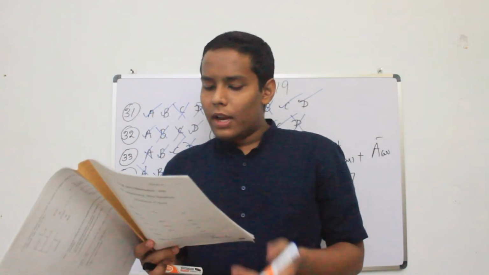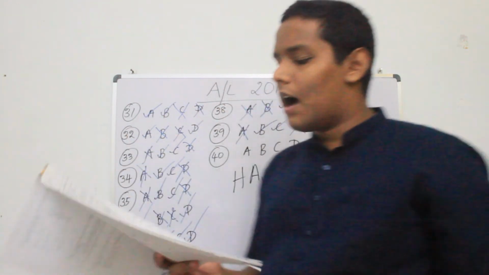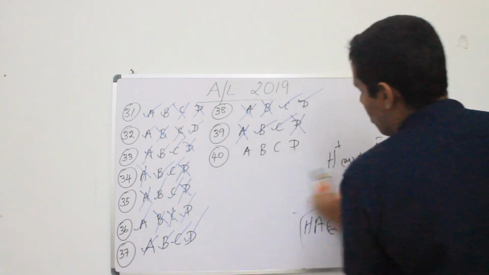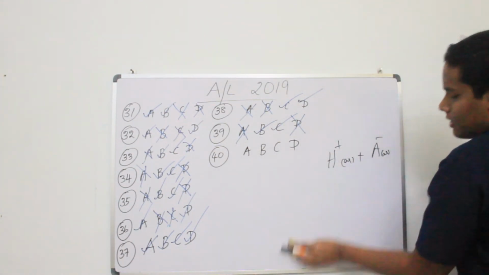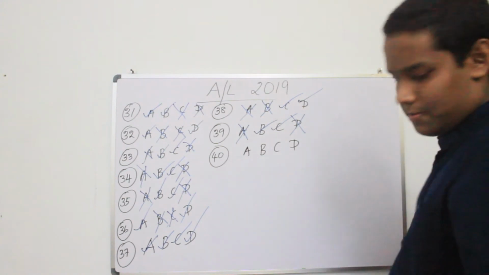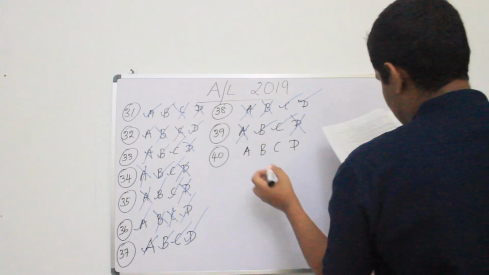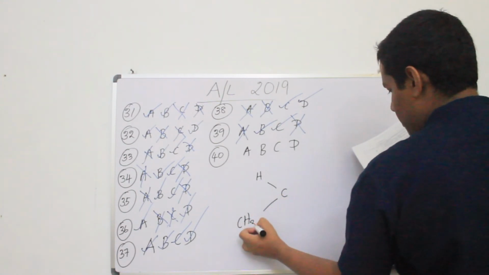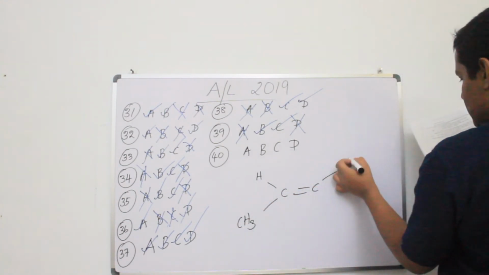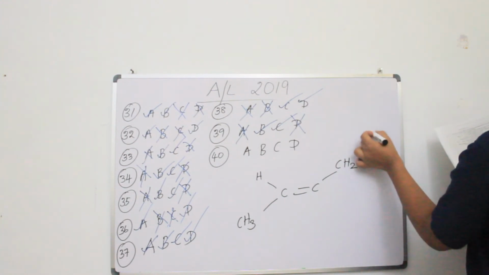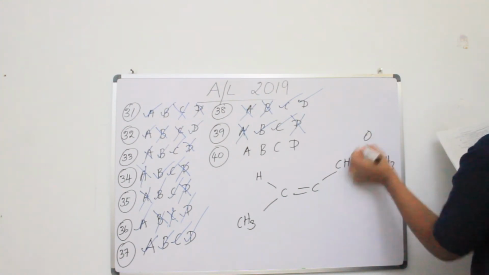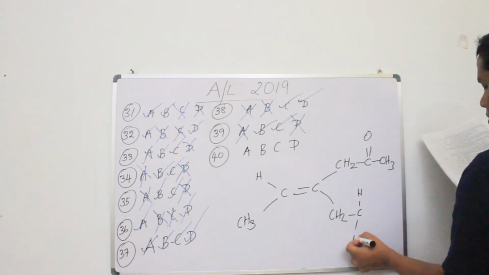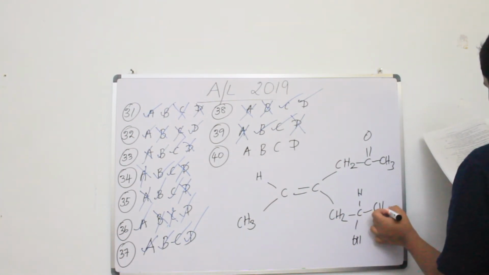40. Which of the following statements or statement regarding compound A is or are correct? So the last one, the 40th question, they had given it in organic chemistry. Look at the compound CH3, CH double bond C, CH2, CO, CH3, CH2, CH, OH, CH3. First one.